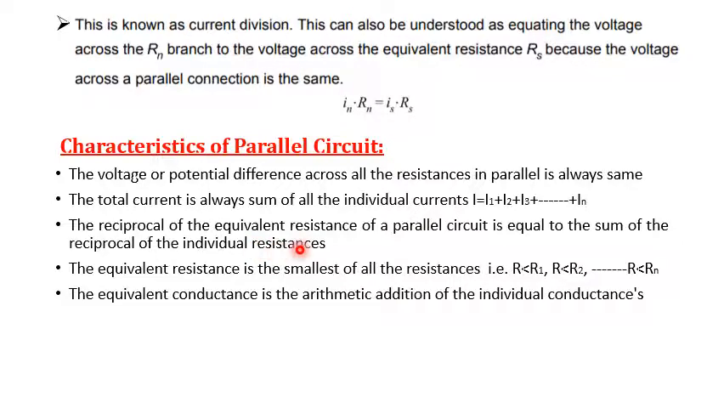Then the reciprocal of the equivalent resistance of a parallel circuit is equal to the sum of the reciprocals of the individual resistances. So 1 divided by R equivalent is equal to 1 by R1 plus 1 by R2 plus 1 by R3 and so on up to 1 by Rn. So this is the effective value of the resistance in case of a parallel circuit.